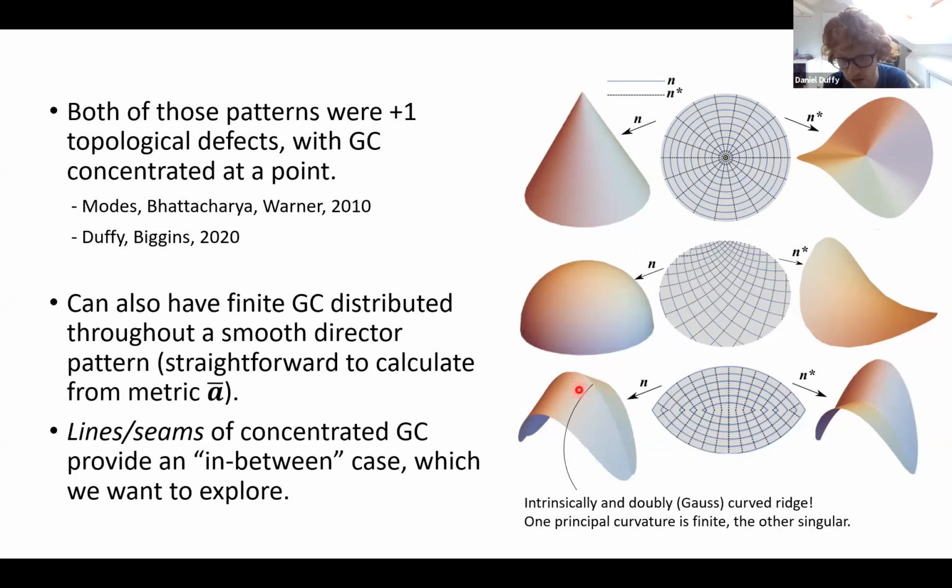Whereas if you look at this ridge here, this is intrinsically curved and doubly curved. You can see it's curving in two directions, and it's got a curvature along the seam line, which is finite, and it's also got a discontinuous jump in angle, if you like, in the other direction. So the other principal curvature is singular. And we can make these by having line discontinuities in our director patterns.